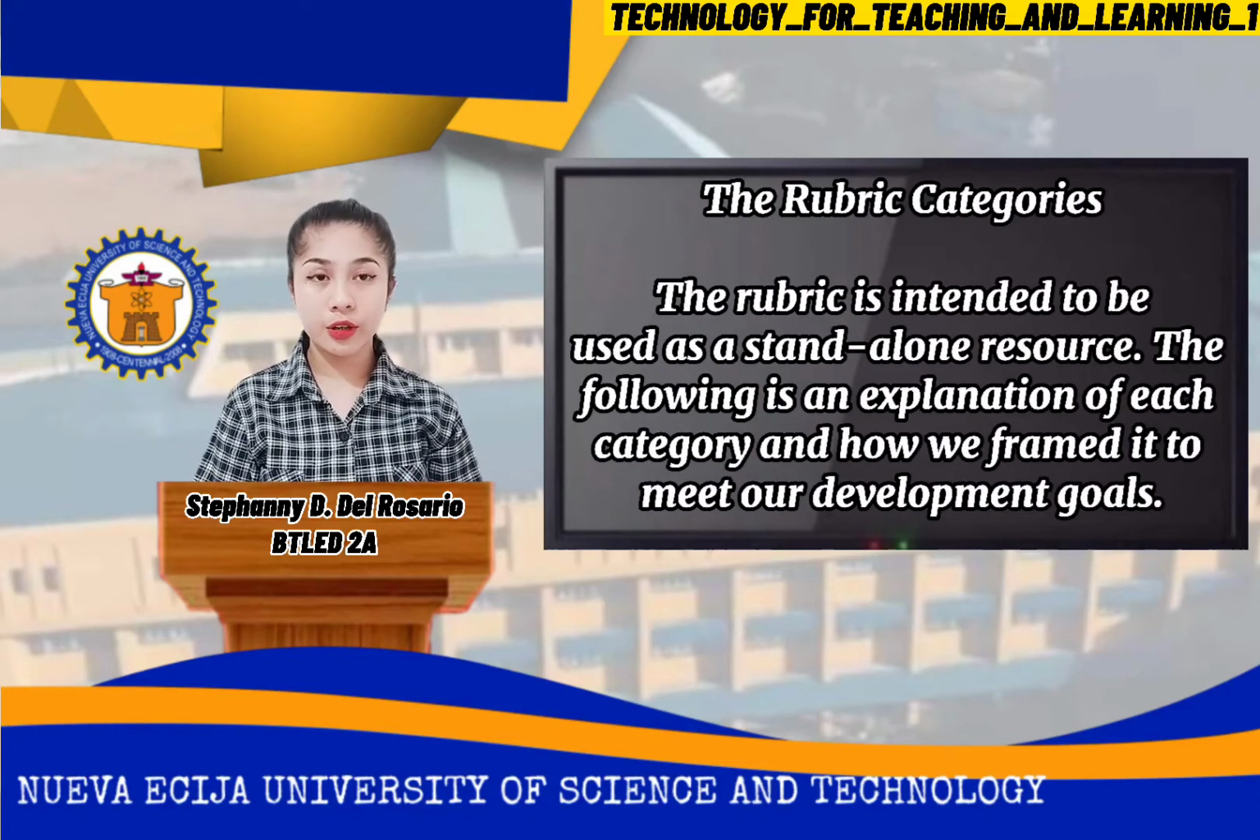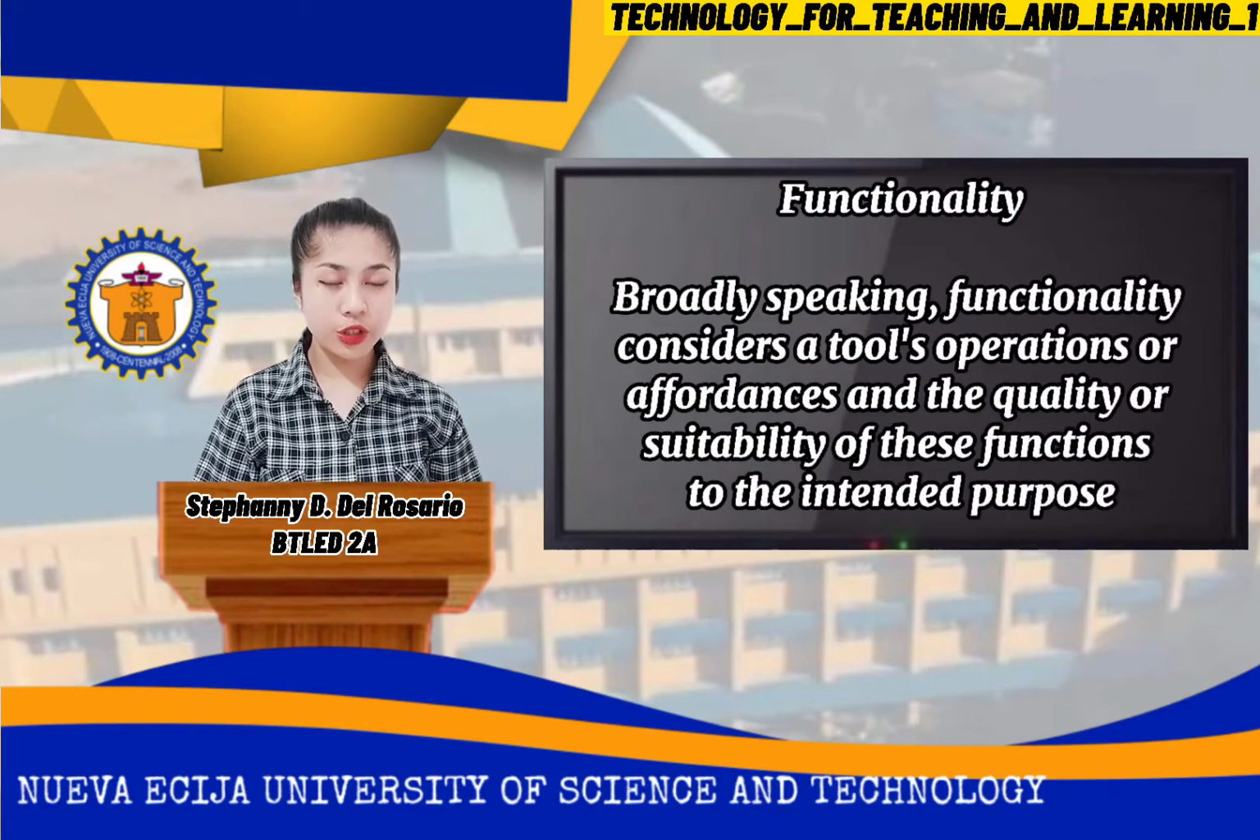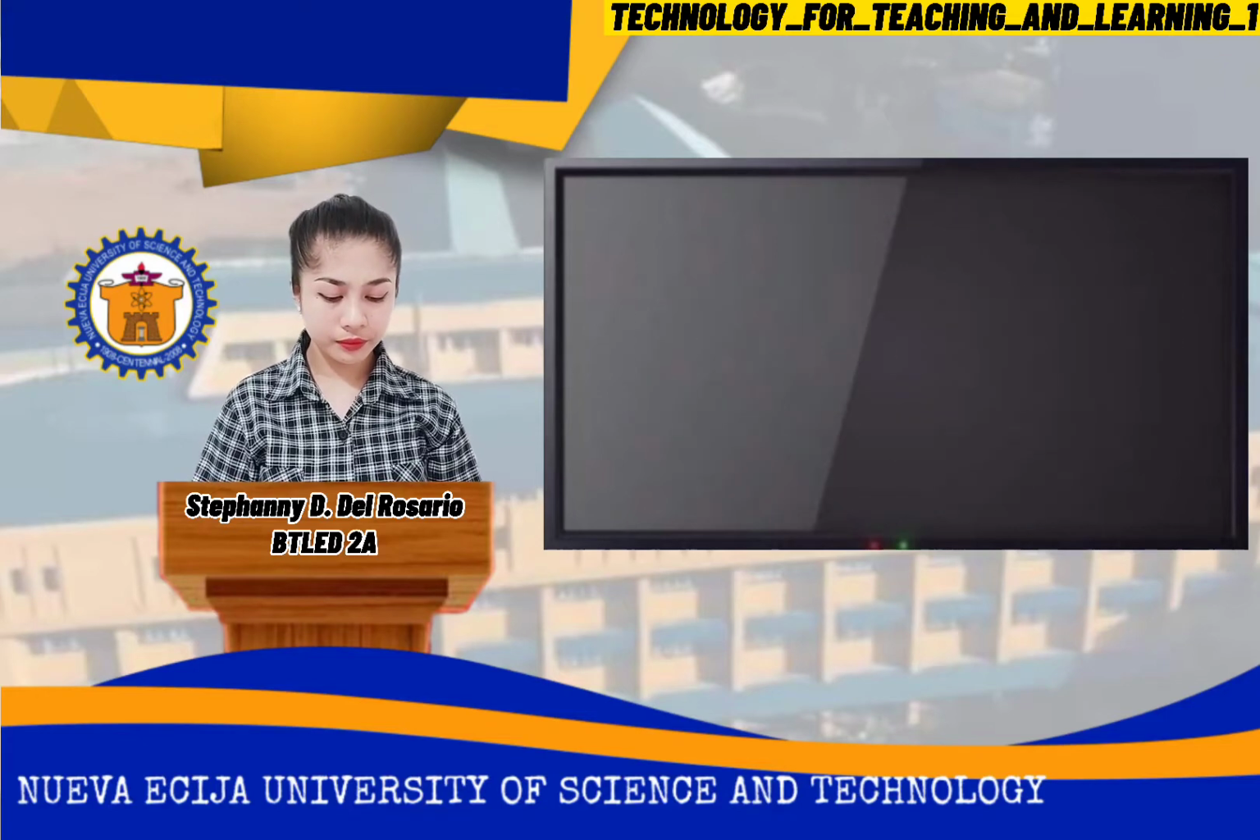The rubric categories. The rubric is intended to be used as a standalone resource. The following is an explanation of each category and how we frame it in terms of development goals. Functionality. Broadly speaking, functionality considers a tool's operations or affordances and the quality or suitability of this function to the intended purpose.